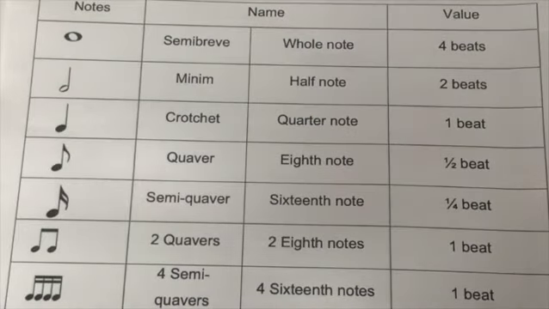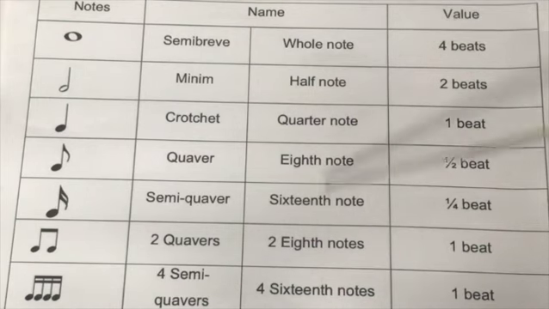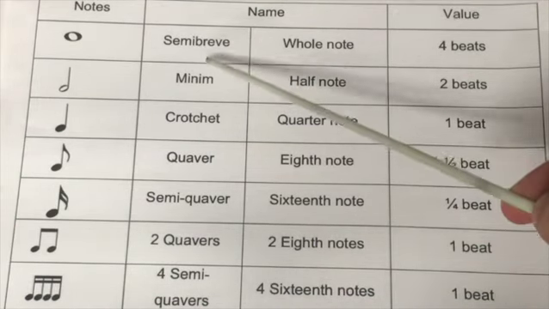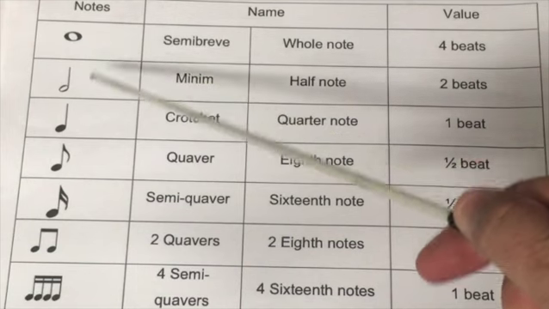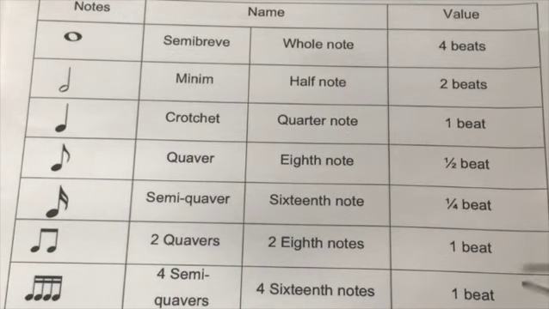Back to note values and the name of notes. This is extremely important. Extremely important that you memorize this table. Probably not so much the actual names, particularly the names down here. These are the more commonly used names. But it's extremely important that you relate the actual note with the value of the note. So we'll run through this now again.